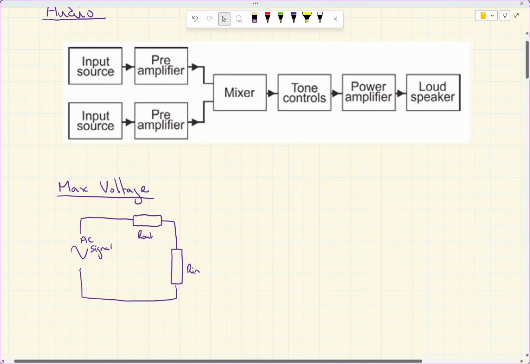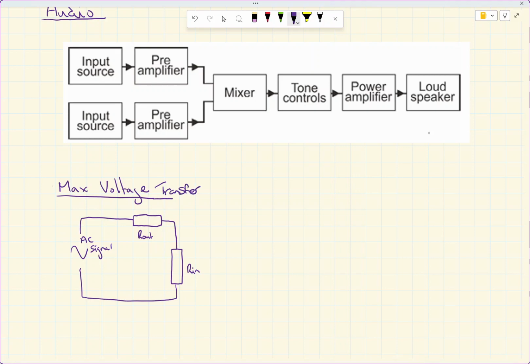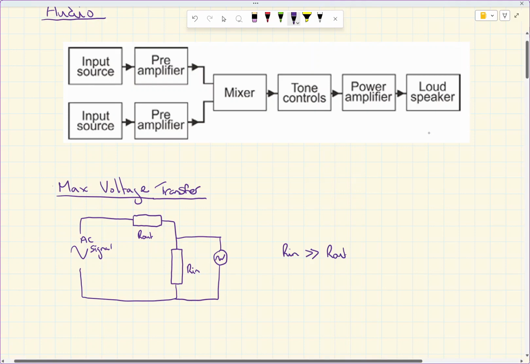So if we're looking at maximum voltage transfer, and this goes along with the potential divider, we want the maximum signal there that we've got. So this Rin needs to be a lot bigger. So Rin of the next stage needs to be a lot bigger than the Rout of the previous stage to get maximum voltage transfer. And we usually say roughly around 10 times as big.